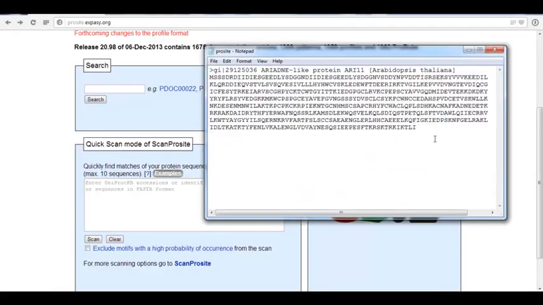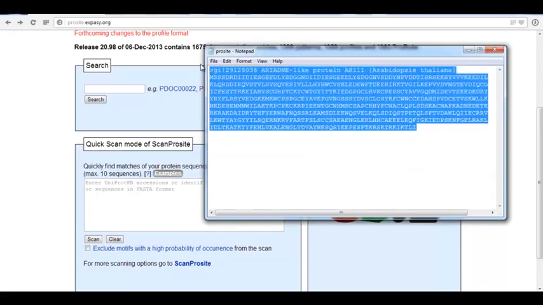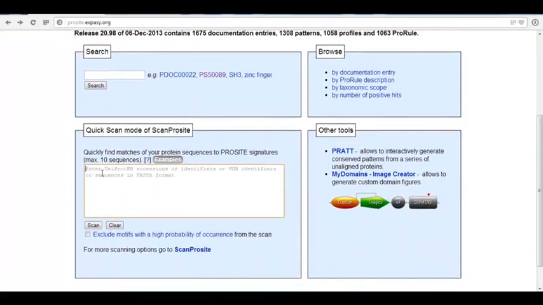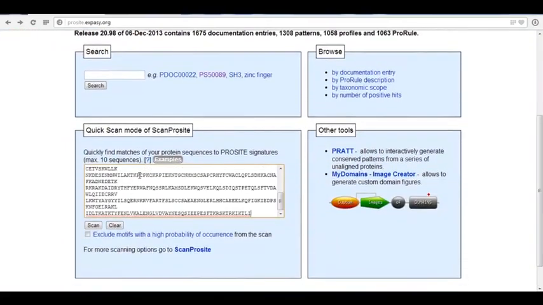Okay, so here's our protein sequence. And in Prosite, if you scroll down just a little, you will find the quick scan window, and we'll just paste that in.